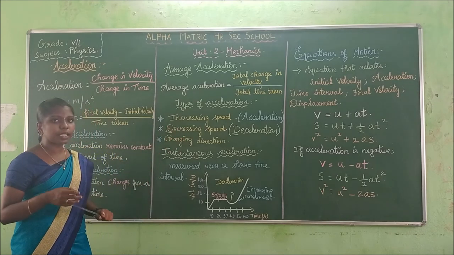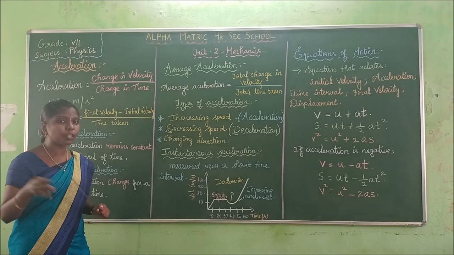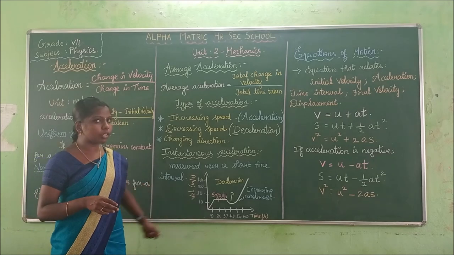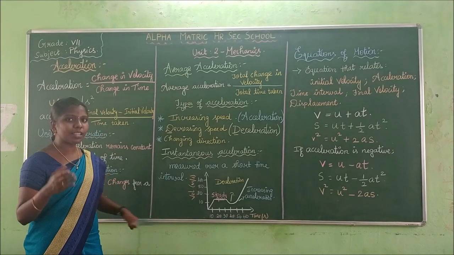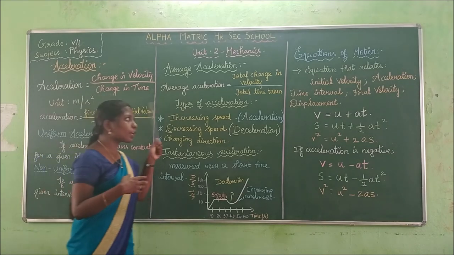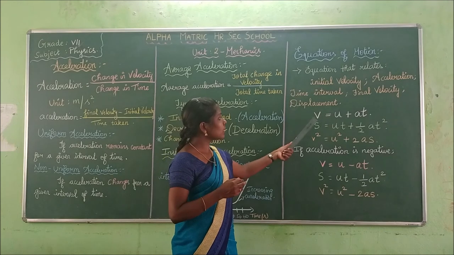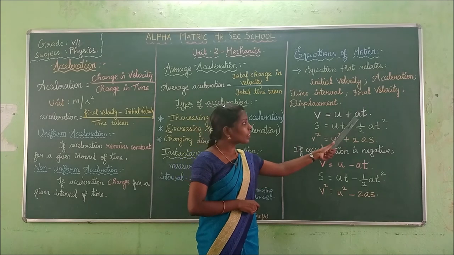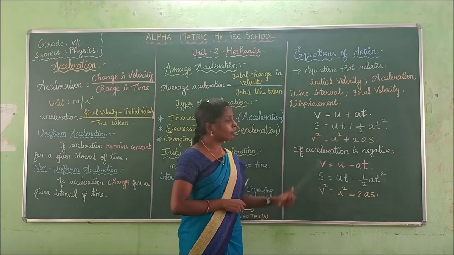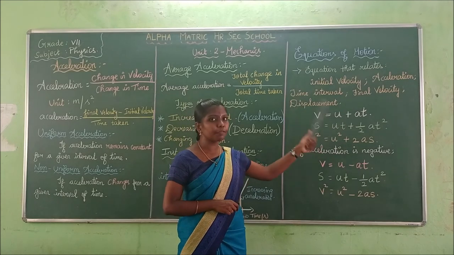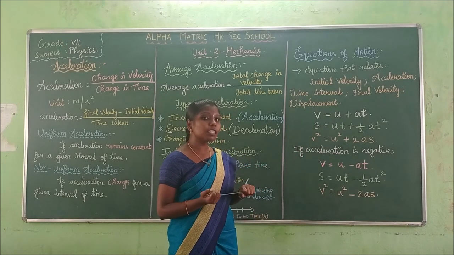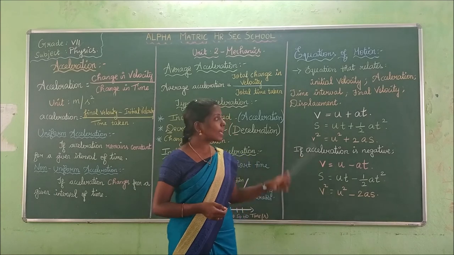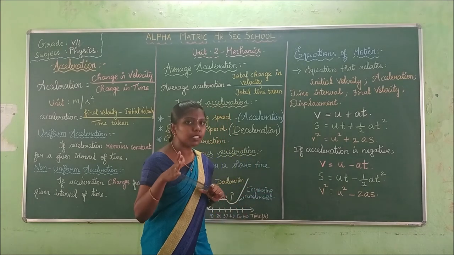Increase in speed is called acceleration, and decrease in speed is called deceleration. We have seen the graph for acceleration, which denotes change in velocity and change in time. Next, we have seen various equations of motion. V is equal to U plus AT, where V is final velocity, U is initial velocity, A is acceleration, and T is time. Then S is equal to UT plus half AT squared, where S is displacement. Next, V square is equal to U square plus 2AS. If acceleration is negative, the values will be expressed with negative signs.